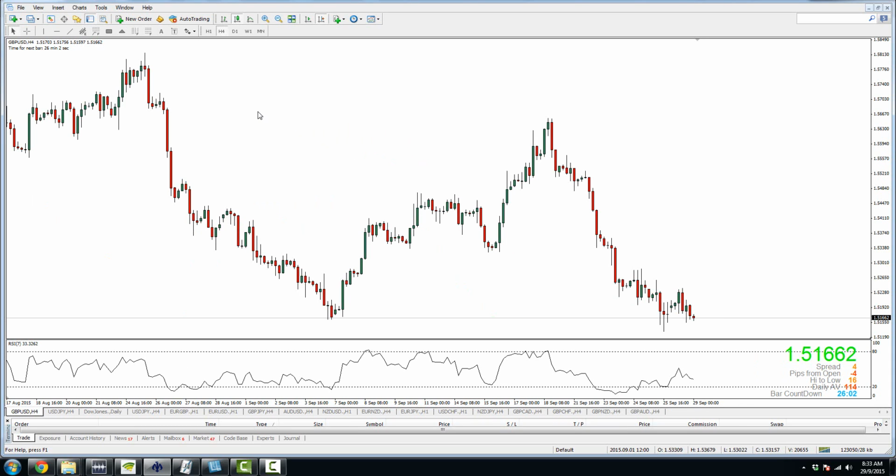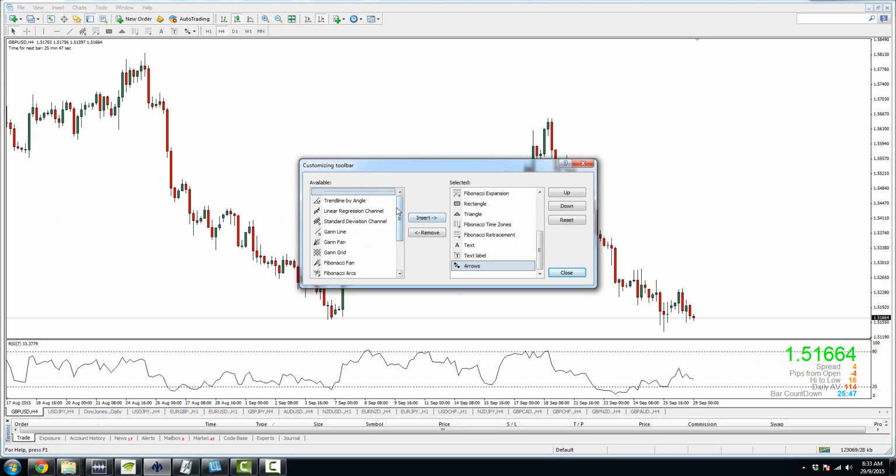Okay, next up is some of the tools which are very essential in our trading, and it might not be available unless you configure it. So what you can do is go to this arrow here. On the left of this arrow, you press the right click button, customize, and you can actually see a list of items which you might or might not use in your trading.